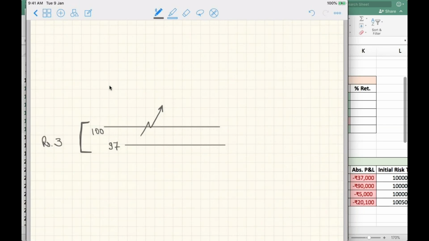Question: if this stock goes up as per your anticipation, and let's say it comes to 103, what do you think will be the discussion between you and the stock market and that stock? What will the stock tell you, or what will you tell the stock? देखा, मैंने बोला था ना ऊपर जाओगे. What will the stock tell you?